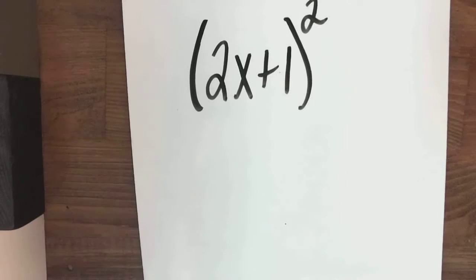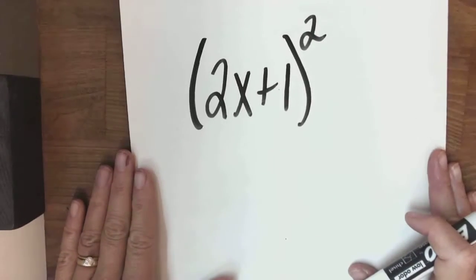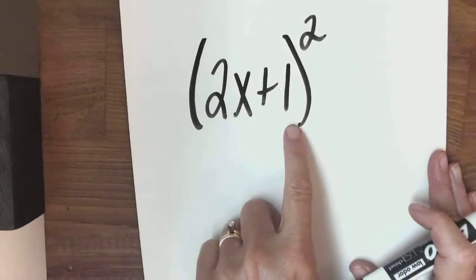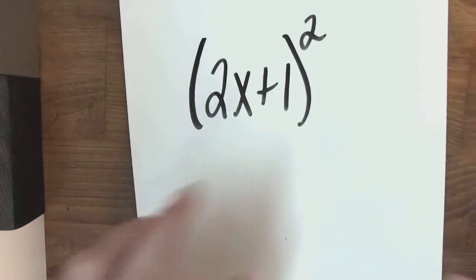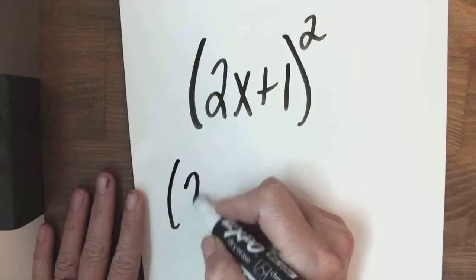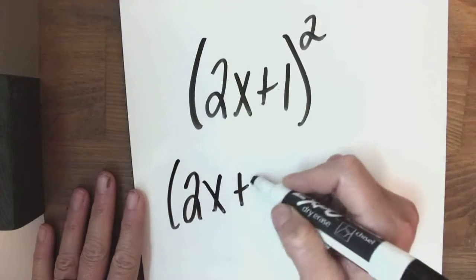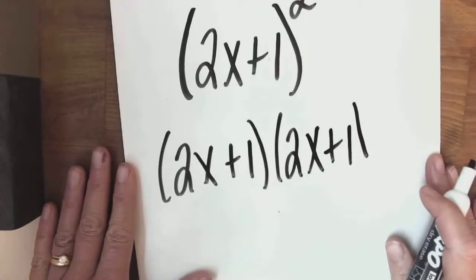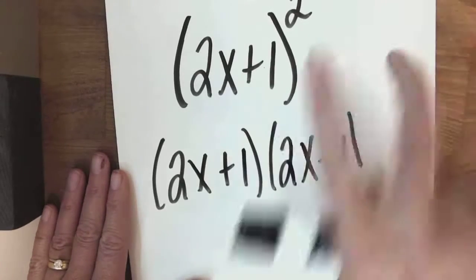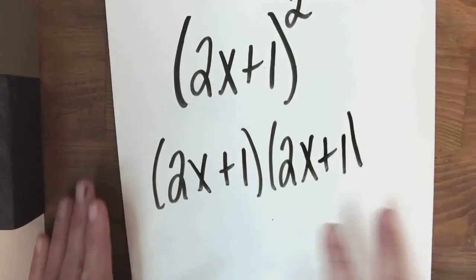Hi, this is a quick video going over one of the special cases of factoring. Now I'm going to start with a problem that's actually not factoring. If you ever see this binomial, two things in parentheses and it's squared, what you want to do is write it twice. So I'll write 2x plus 1 times 2x plus 1. Because that's what it means to square something, multiply it by itself 2 times.